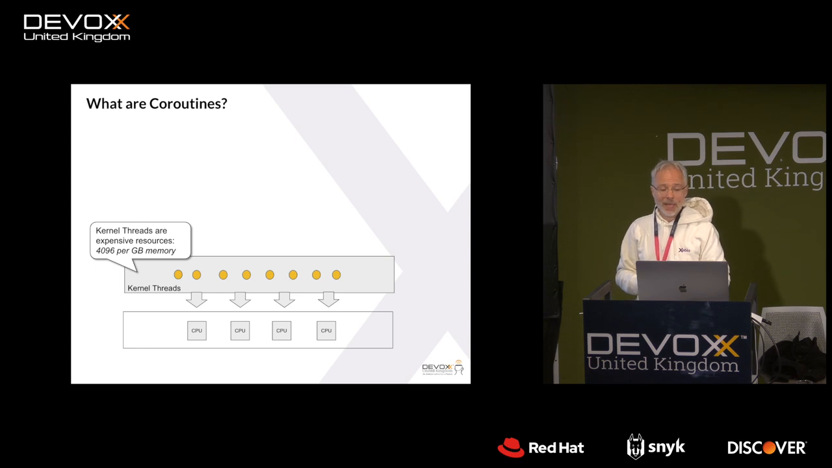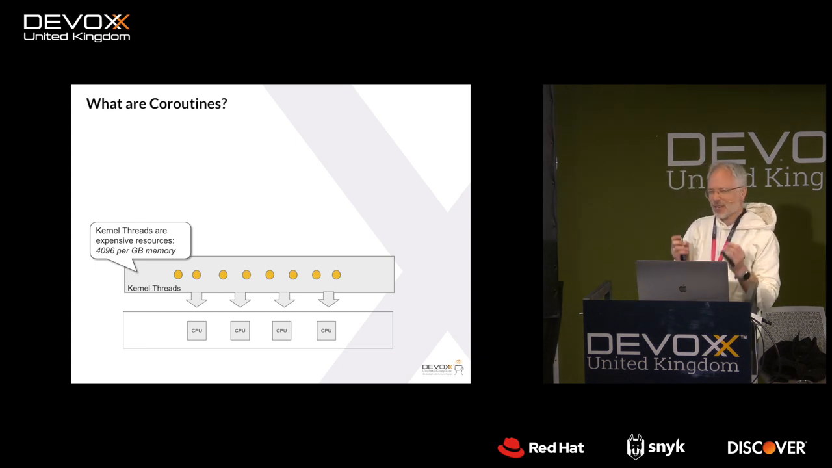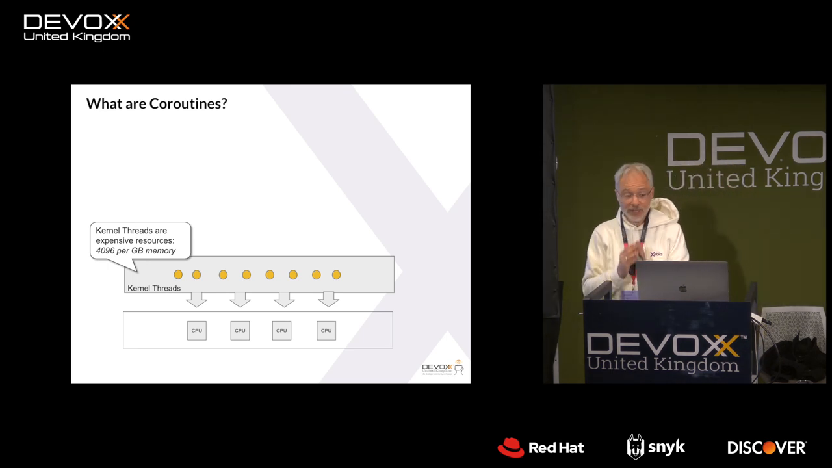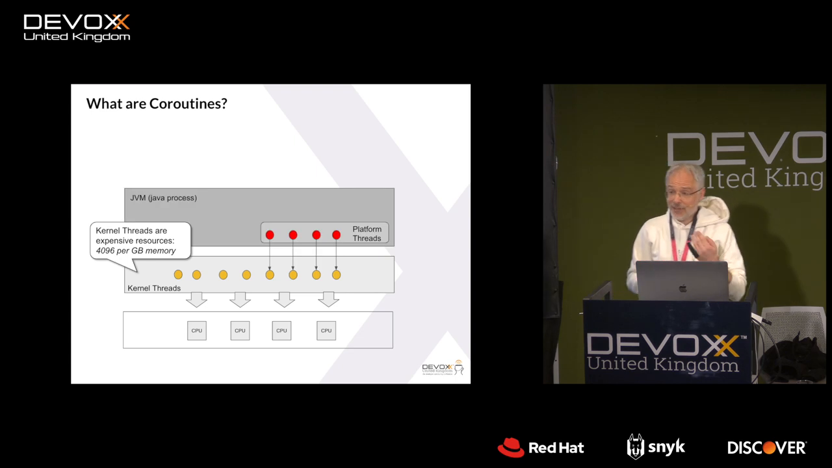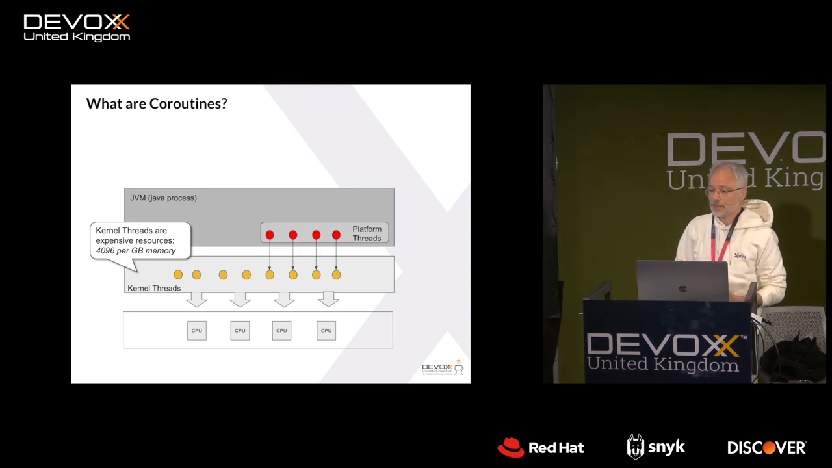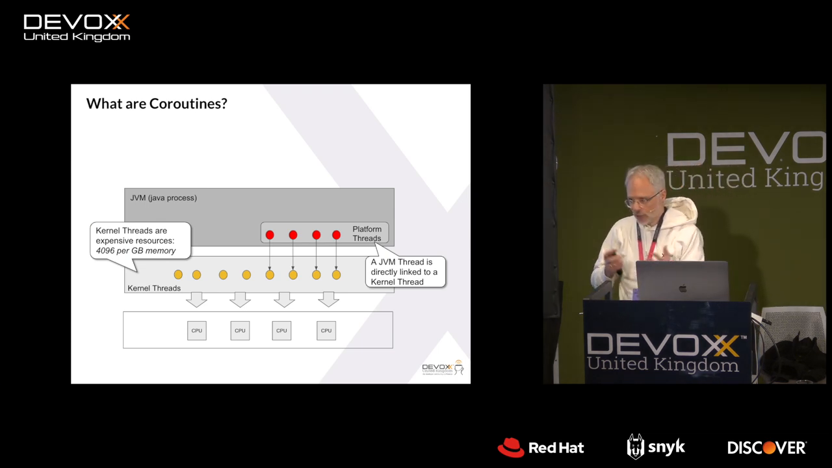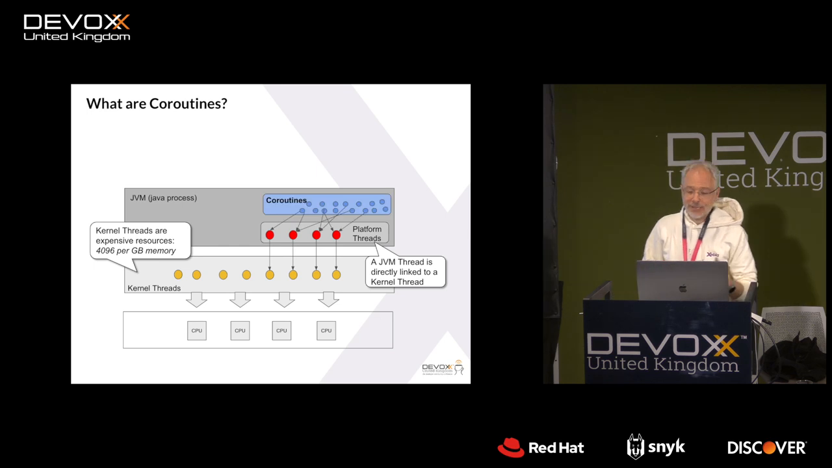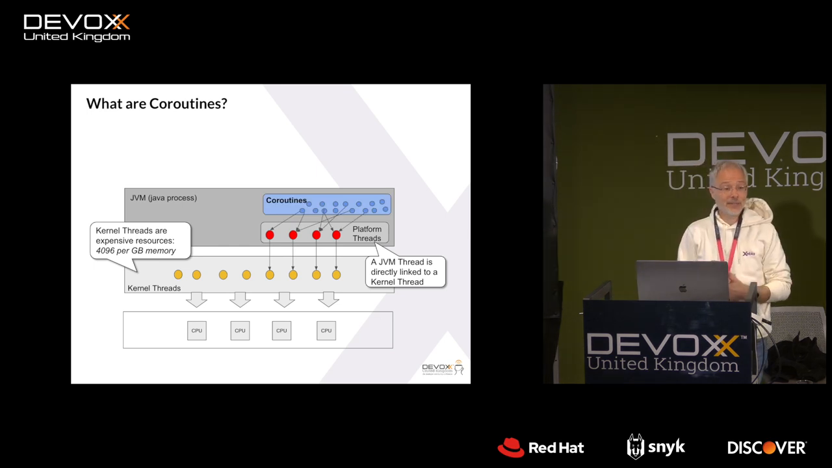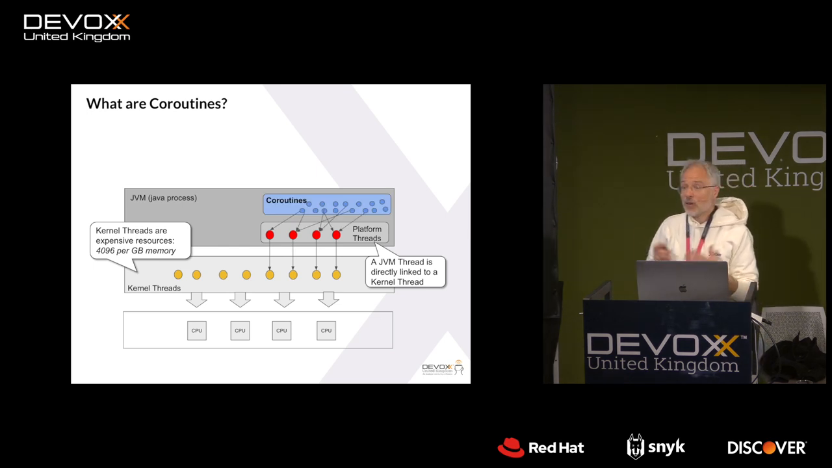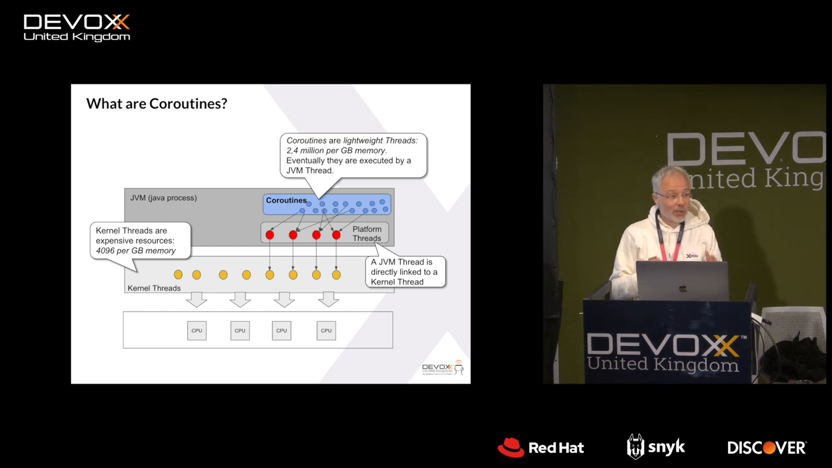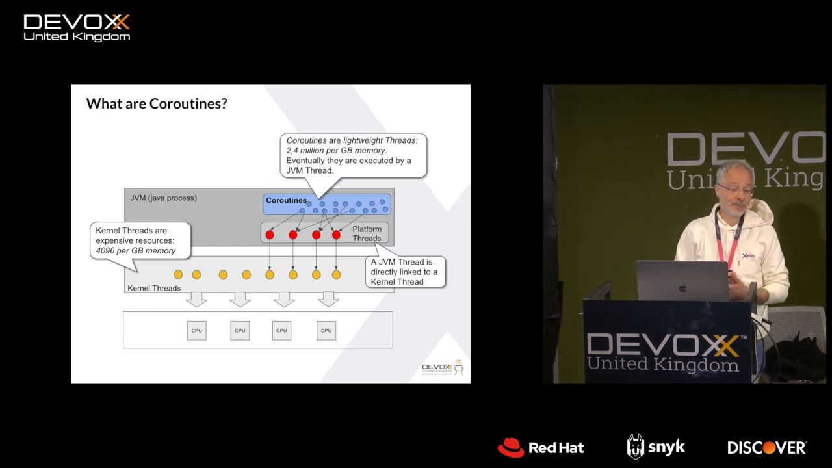When we look at these kernel threads, what we see is that they're quite an expensive resource. We can only have about 4,000 kernel threads per gigabyte of memory. The JVM threads you're using, the so-called platform threads, are one-to-one bound to kernel threads. So they're as expensive as kernel threads. Coroutines are now a layer on top of these threads, which are very lightweight. So you can have about 2.4 million per gigabyte of memory.